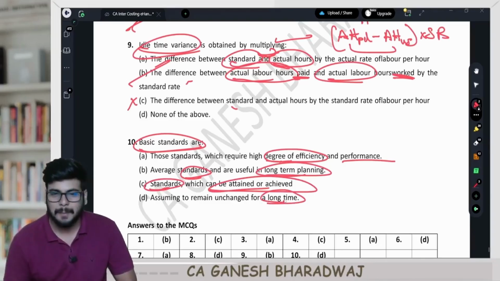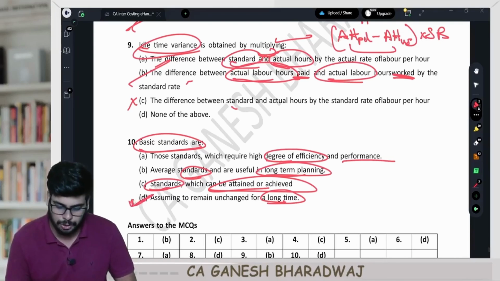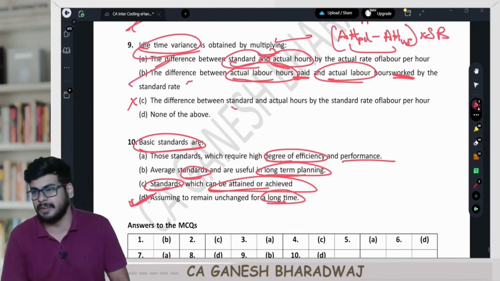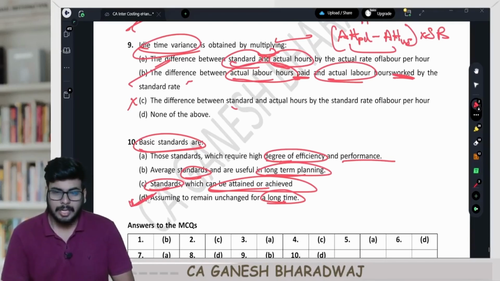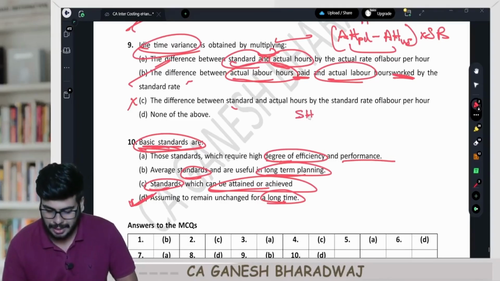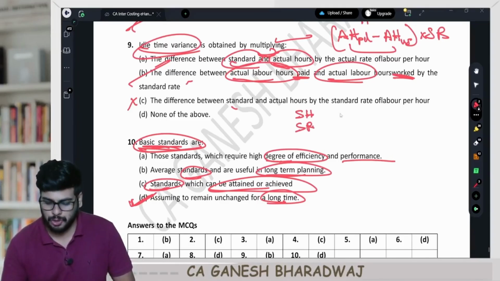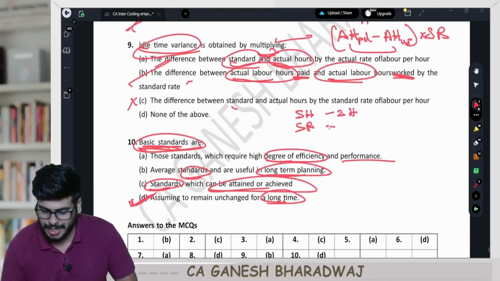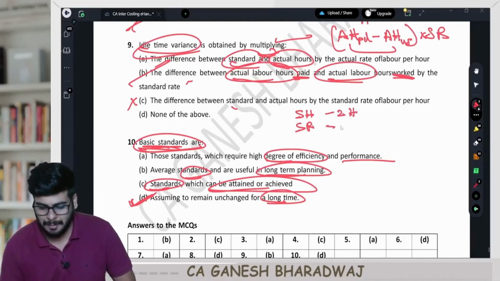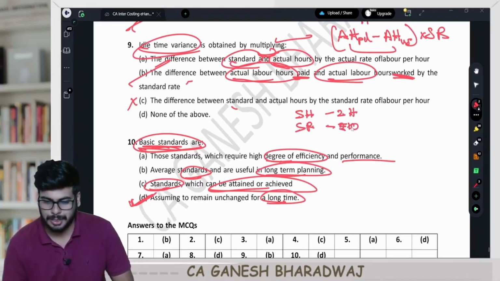So actually, basic standards are assumed to remain unchanged for a long time. I will tell you what it is. Now, basic standards means what? They are saying standard hours, standard rate. To produce 1 unit, you can take 2 hours, and every hour you should spend a maximum of, let us say, 10 rupees. Clear with this?